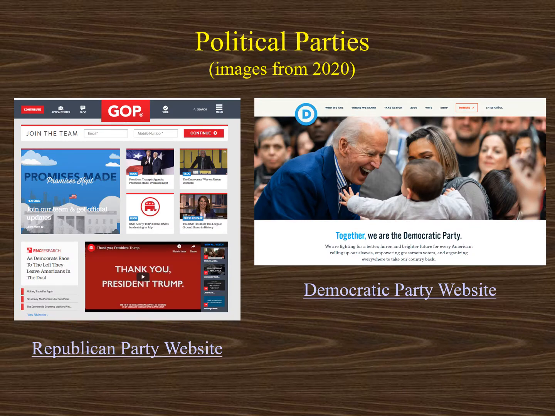Here we see the front pages of the two major political parties. If you're interested in more information, maybe you want to go to one of these websites and you could explore more of the positions held by the Republican Party as well as the Democratic Party.